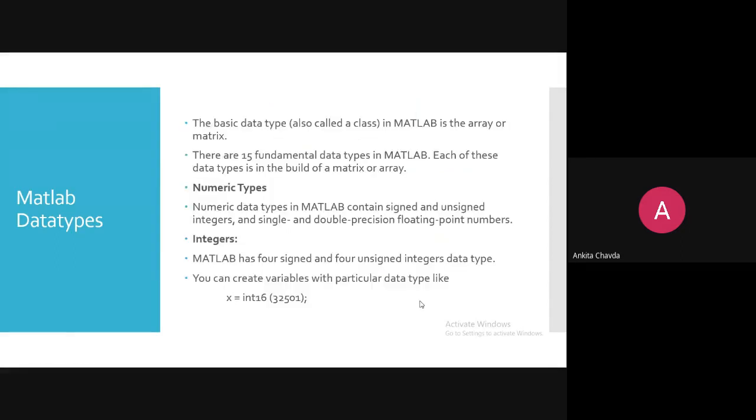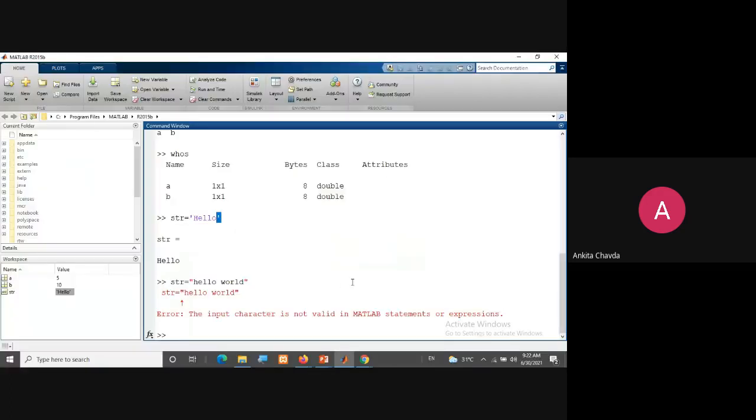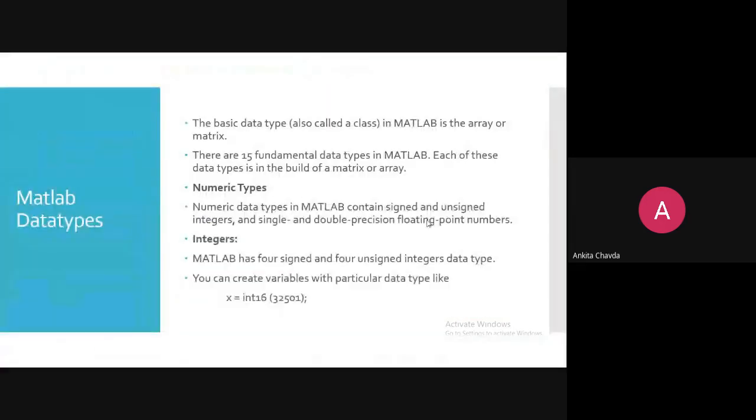The basic data type is also called a class, because generally if you have seen the whos command, you will get to know they are saying this data type as a class, right? In MATLAB it is the array or the matrix. Here there are 15 fundamental data types in MATLAB. Each of these data types is built as a matrix or in array form. You don't have a single variable, right? All the data types, all your variables, they are treated as an array only.